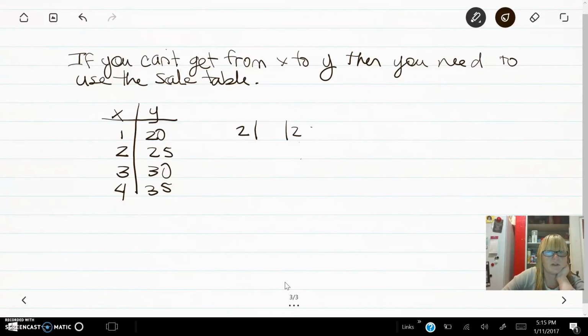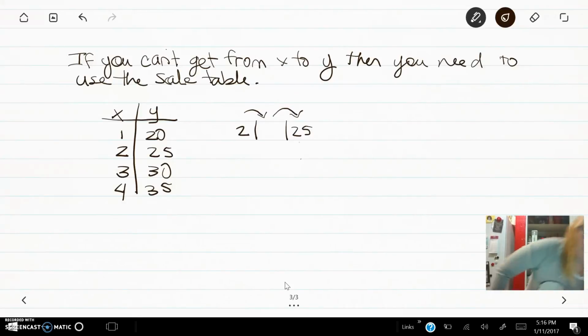And I need to get to 25. Okay, look familiar? All right, so I'm going to do something here, and then I'm going to do that to here. So multiplication or addition because I'm going up. So I need to get from 2 to something and from 5 to something. All right, so how can I do that?